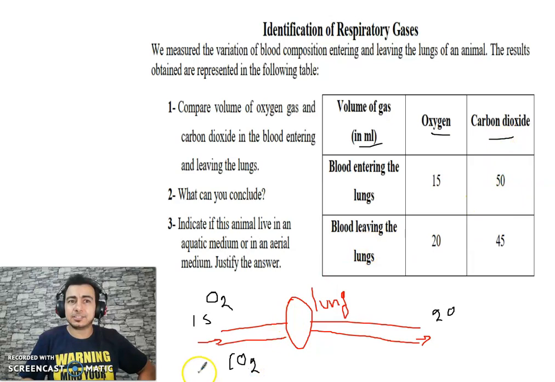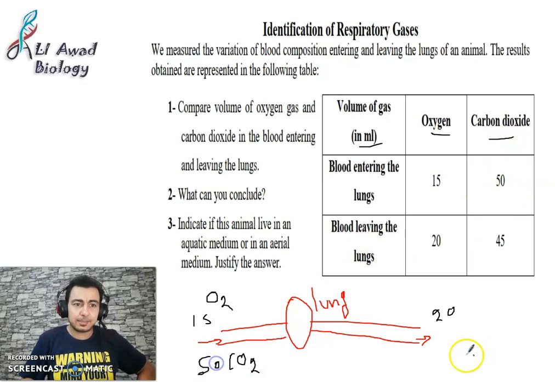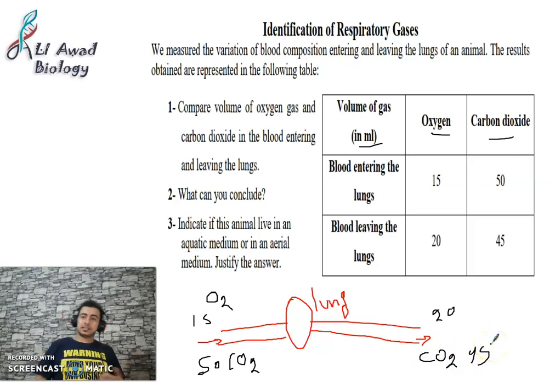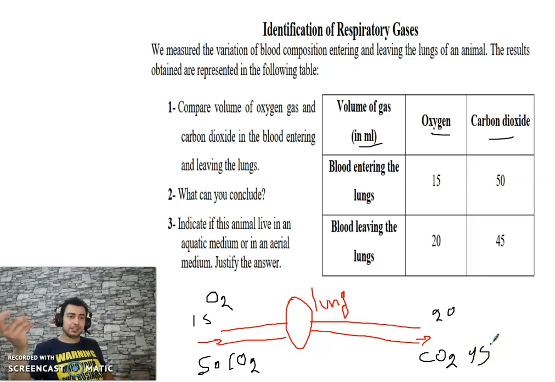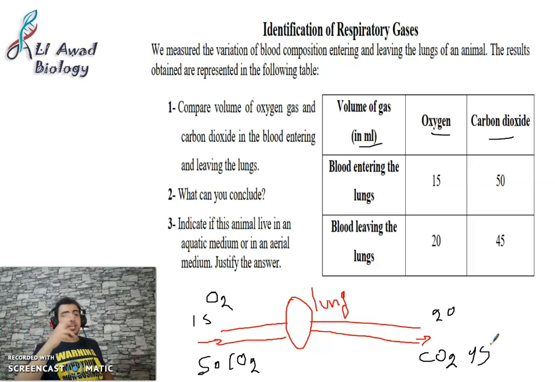In the blood entering the lung is 50. In the blood leaving the lung is 45. يعني الكربون دايوكسيد بالدم اللي فات على الرئة كان معه 50، ظهر حامل 45، يعني خسر. Okay, compare the volume of oxygen gas and the carbon dioxide in the blood entering and leaving the lung.